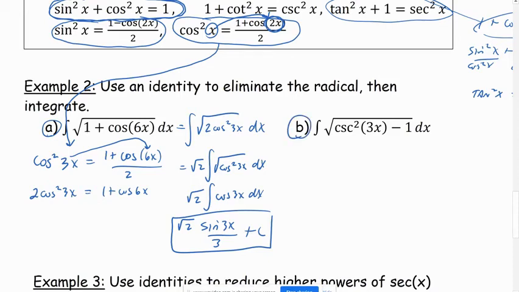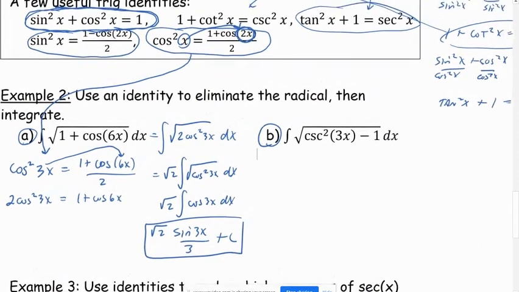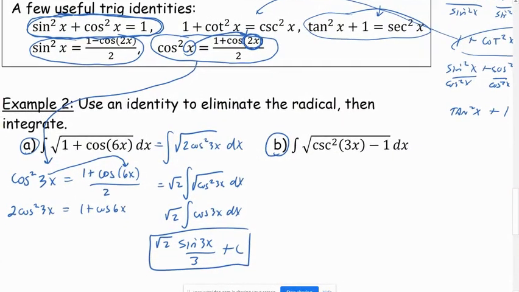Okay, try something similar on problem B. So pause your video and try that one out. Press play when you're all done.